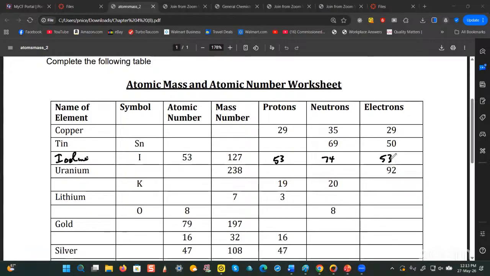How did you find the neutrons again? Right. The number of neutrons will be the difference between the mass number and the atomic number, because by definition, the mass number is equal to the sum of the neutrons plus the protons. So if you know the mass number and you know the atomic number, which is the number of protons, the difference will give you the number of neutrons.